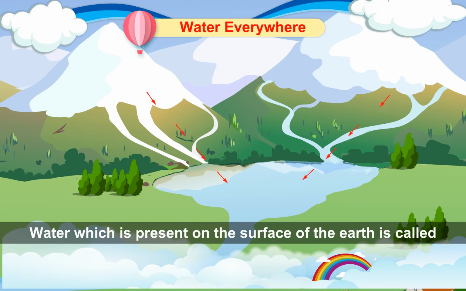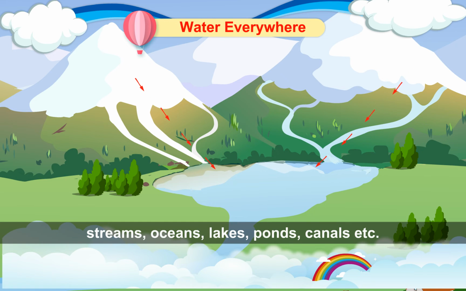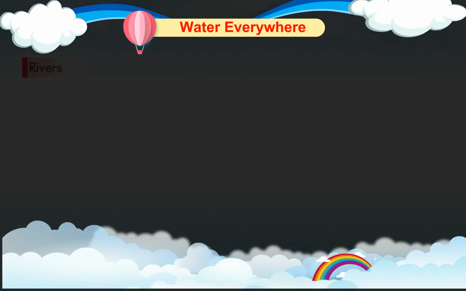Surface water. Water which is present on the surface of the earth is called surface water. Surface water runs in the form of rivers, streams, oceans, lakes, ponds, canals, etc.